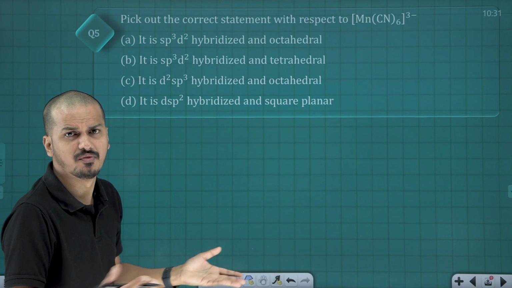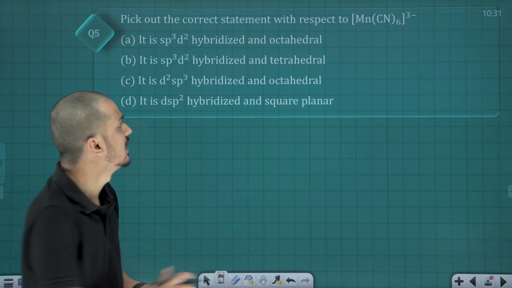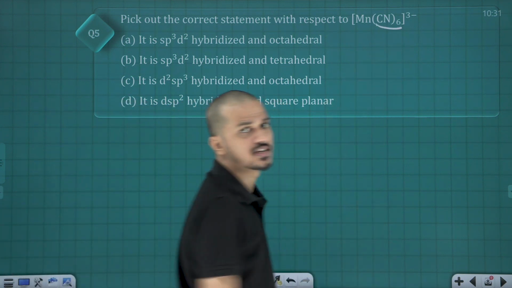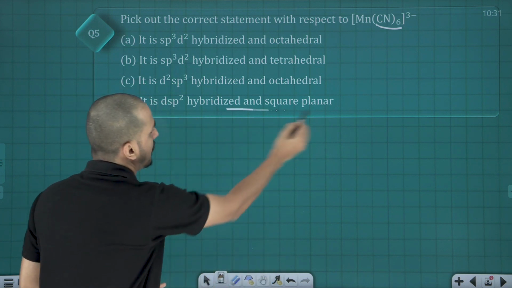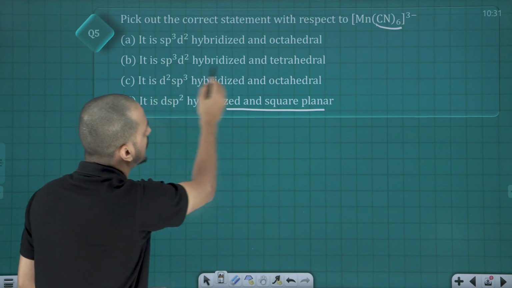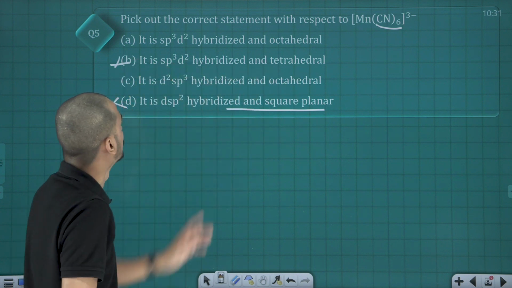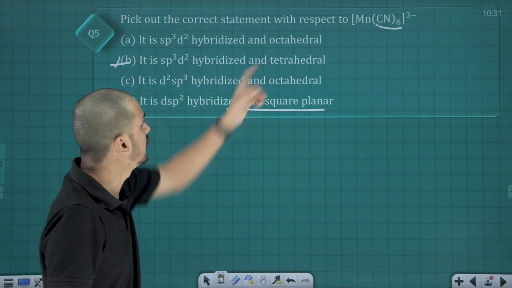From that itself, we can remove 2 options. Which options? You can see here the coordination number is 6, so only octahedral is possible. So square planar we can remove, and sp3d2 hybridized and tetrahedral, that also we can remove. Either A or C. So we can check it.